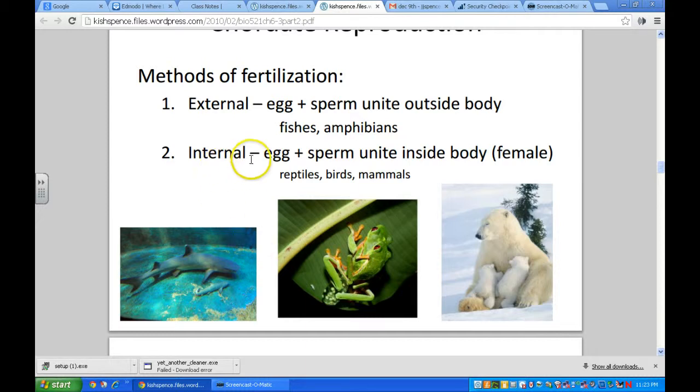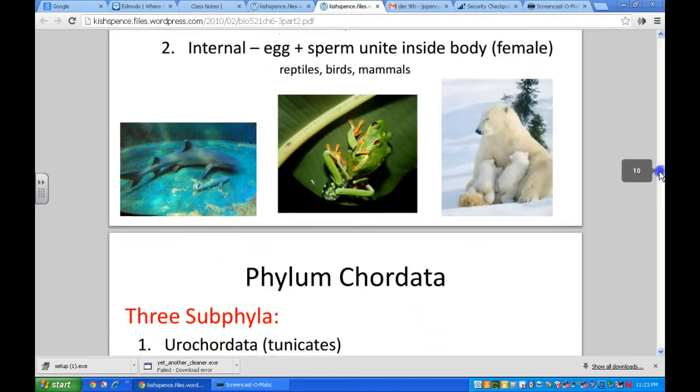Internal fertilization, if they produce an egg that the young develops in, for instance, birds or reptiles, or there's a couple of mammals that are egg laying, then fertilization has to happen before the egg comes out, so it's internal fertilization. And other organisms like us have internal fertilization, and then the baby develops for a certain amount of time inside of us. So internal just means that the egg and sperm unite inside of the female.